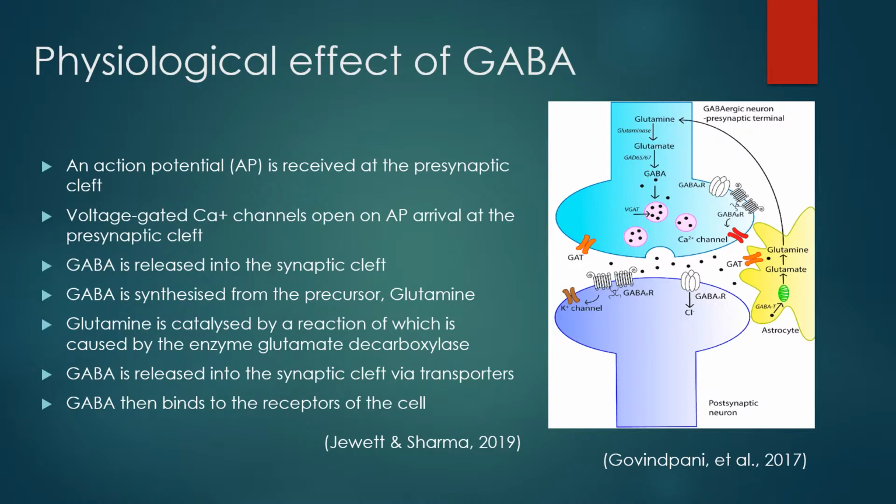GABA then binds to the receptors of the cell. There are two receptors GABA may bind to. These are ionotropic receptors, which are also known as GABA-A, or metabotropic receptors, which are also known as GABA-B.